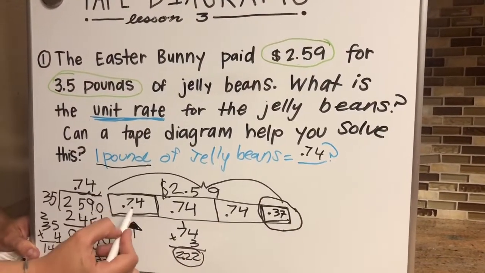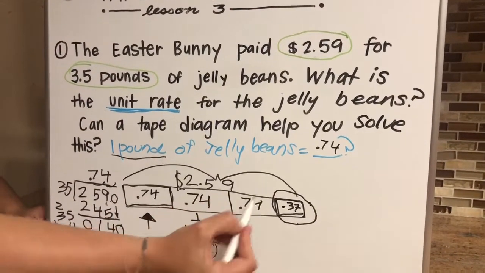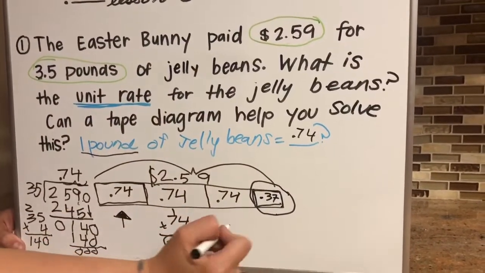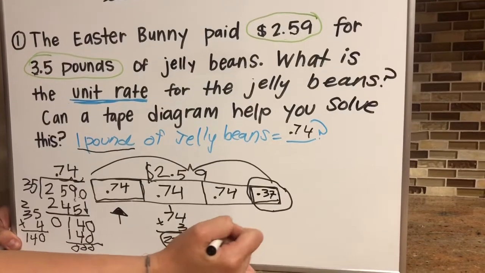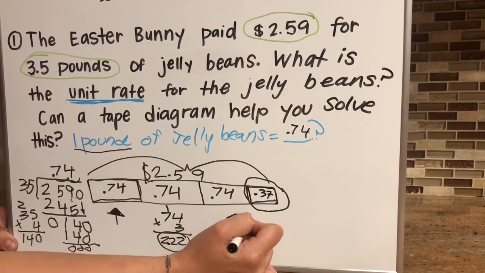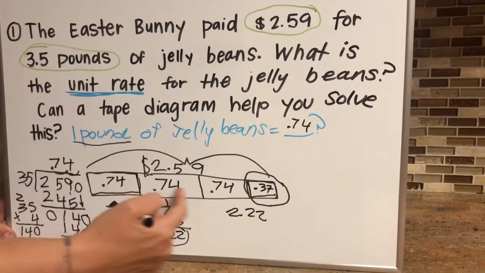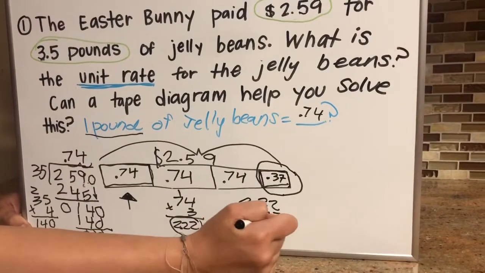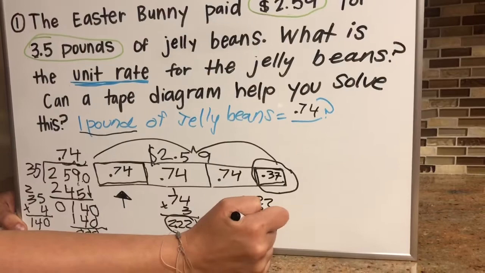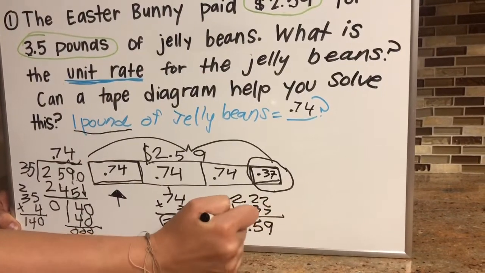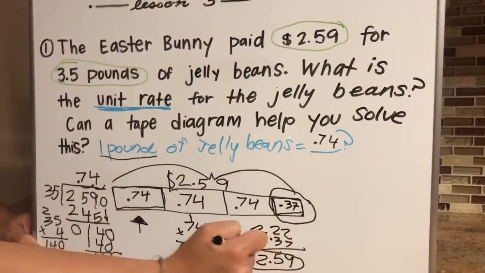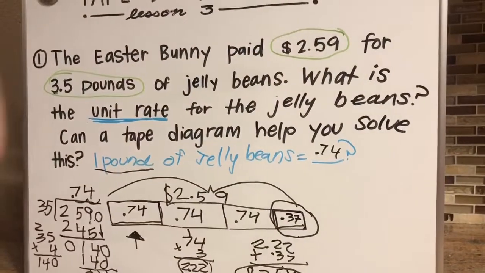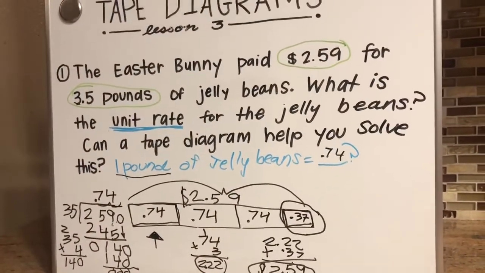If we add 1 pound plus 2 pounds plus 3 pounds plus 3.5 pounds of jelly beans, we will end up with, so we're going to go ahead and do that. 222, remember, was these 3 together, plus this 37 cents. We should end up with our total, 259, and that matches right here. This is how you solve your unit rate.